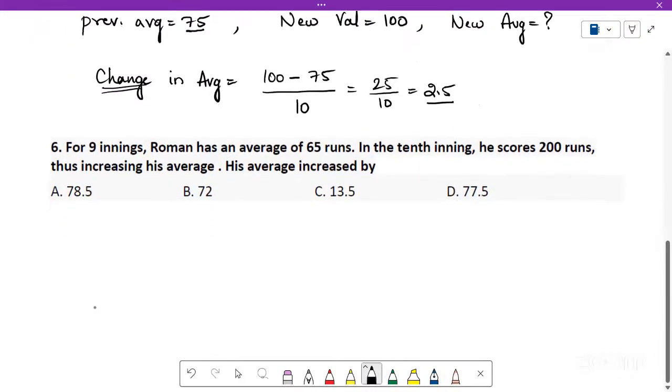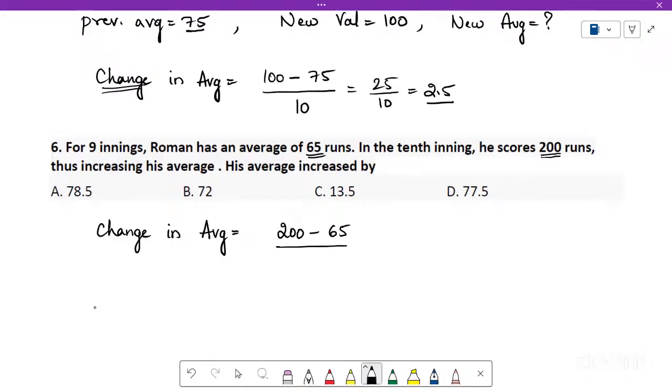Same as the previous question. Previous average is 65, new value is 200, and the average increases by here. They're not asking what is the new average. They're only asking what is the change in average, so by how much the average increases. Only that is the question. So change in average is the new value 200 minus the previous average 65, divided by the number of matches, 10. So this is 135 by 10, 13.5 is the answer.